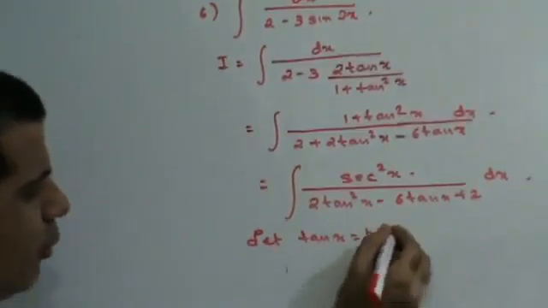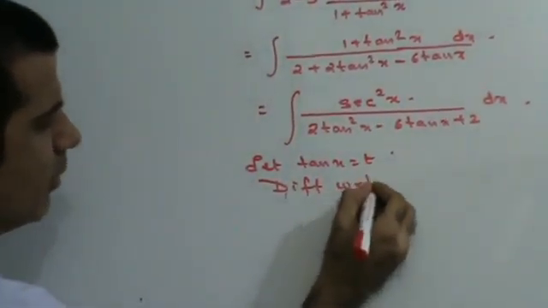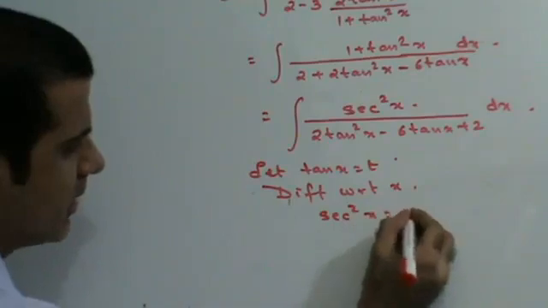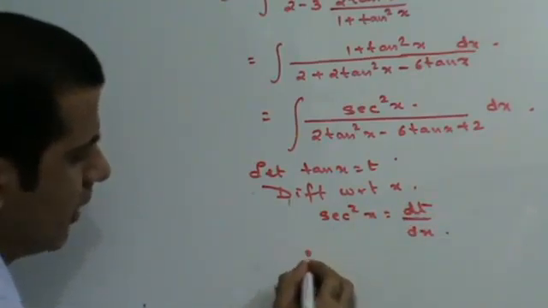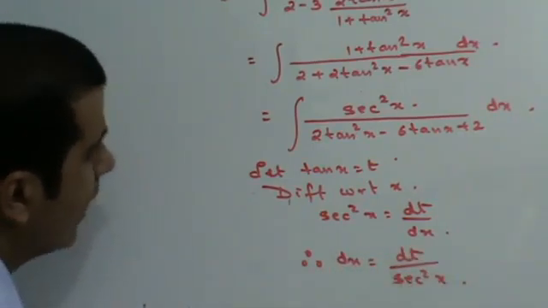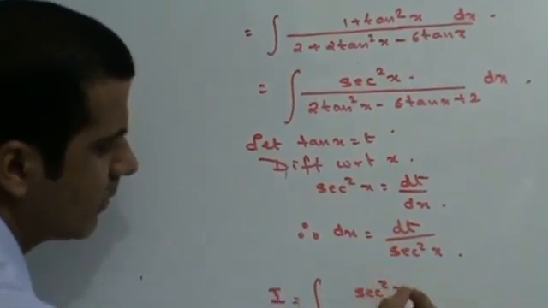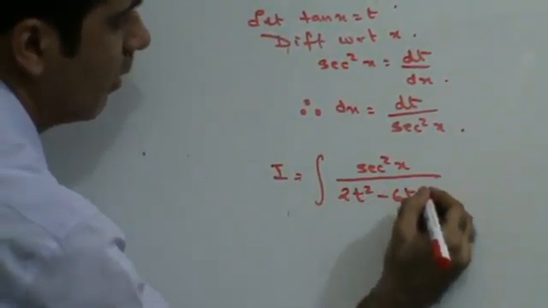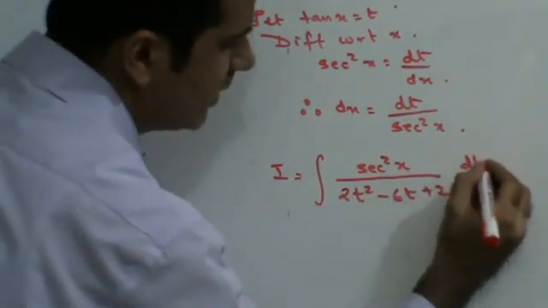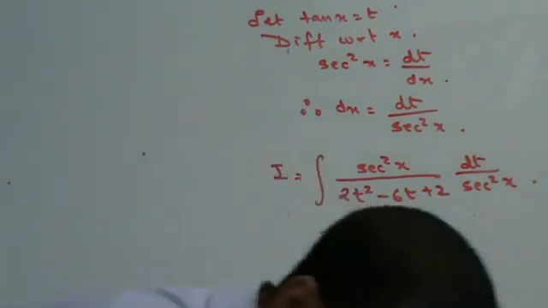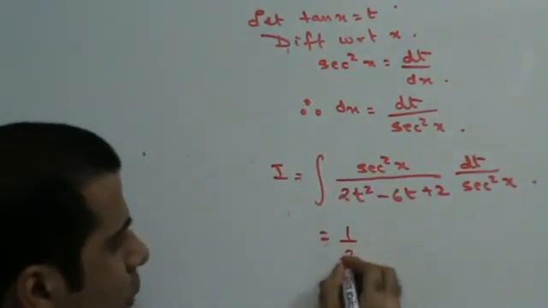Let tan x equal to t, differentiate with respect to x. D by dx of tan x is nothing but sec square x. So I'll get sec square x is dt by dx. Therefore you will get dx is dt upon sec square x. I can say I is integral of sec square x upon 2t square minus 6t plus 2, dx can be written as dt upon sec square x. Sec square x gets cancelled. Quadratic, coefficient of square term should be equal to 1. So in order to make the coefficient of square term 1, I'm going to take 1 upon 2 common.